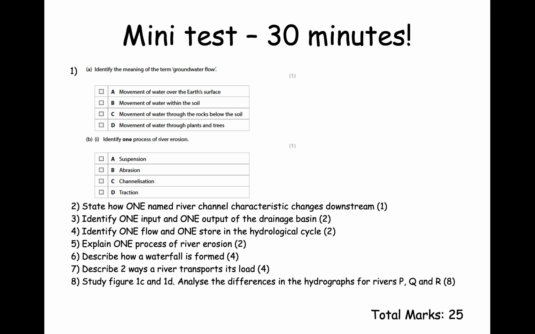Process of river erosion is B, abrasion. Okay, abrasion is the sandpapery effect. Type of erosion. None of the others are erosion, but I think most of you did all right with that.